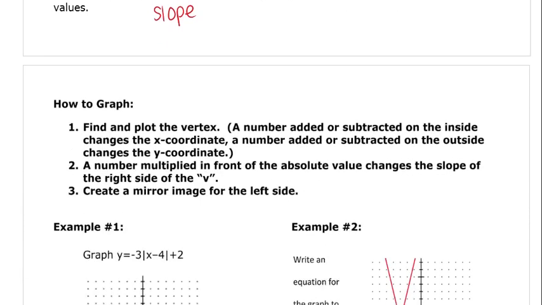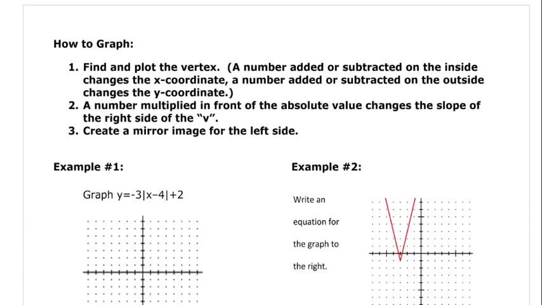So now using these things we discovered, let's go over the steps of how to quickly graph an absolute value equation. Because you're not going to sit there each time and plug in a bunch of numbers and figure out what all the different points are going to be. It's got to be quick. And these are some steps that you just have to memorize.